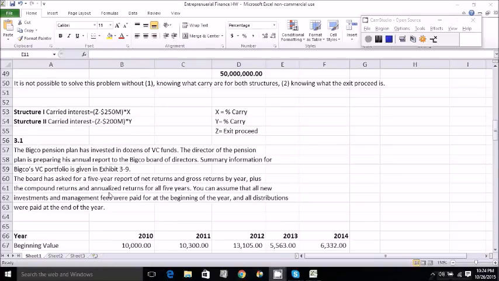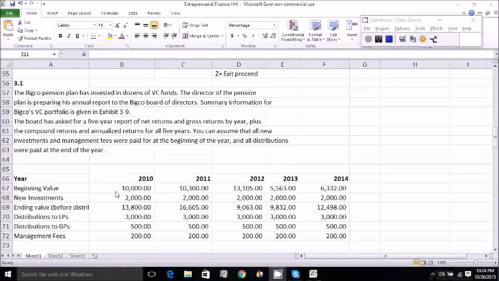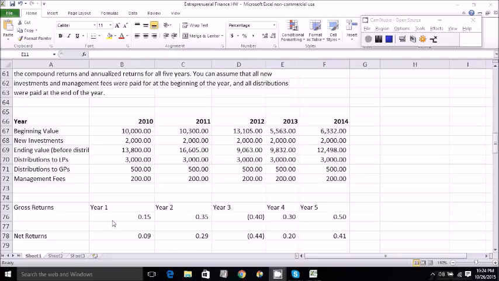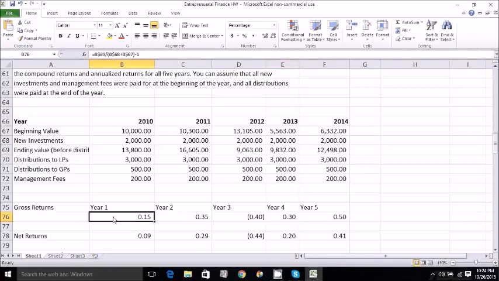Moving along to 3.1, I'm asked to do an annual report, and I have my table here, nicely set up. For the gross returns, for year 1 I have 0.15, year 2 0.35 or 35%, year 3 negative 40%, year 4 positive 30%, year 5 50%.